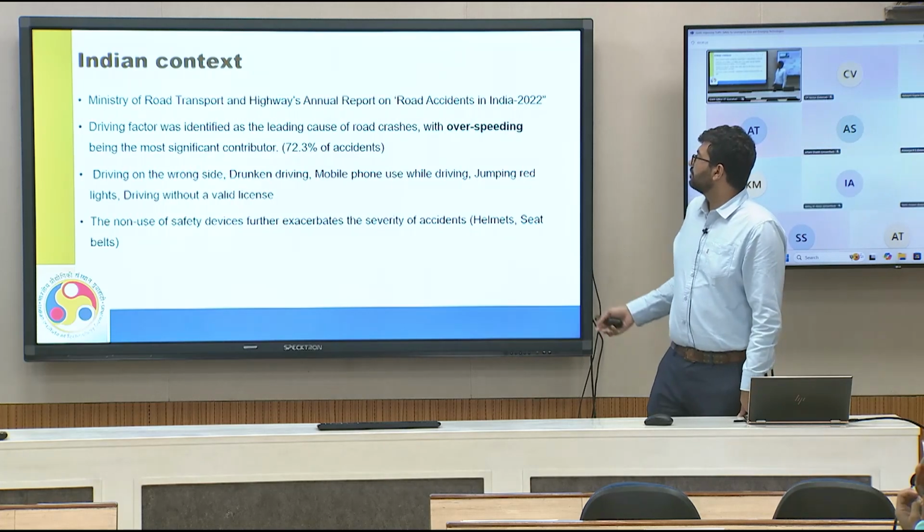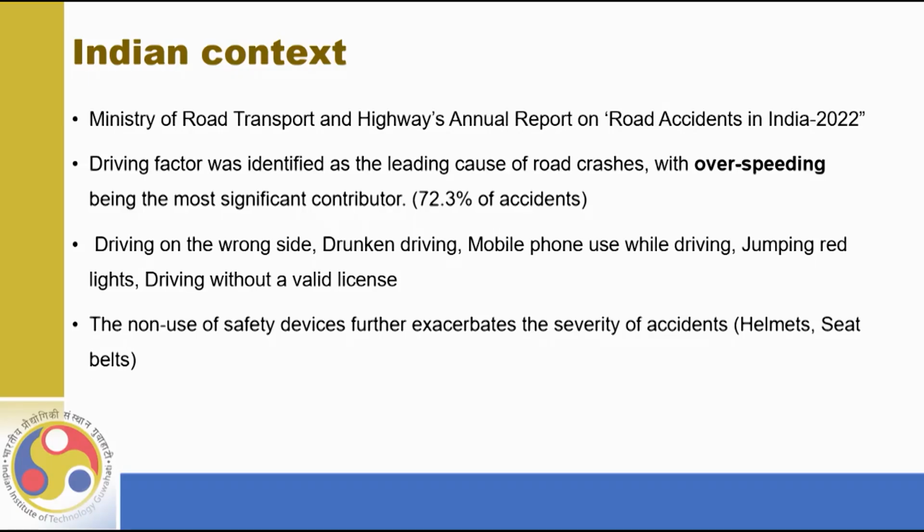Now, if we look at the accident reports that MORT publishes and see what behaviors exist in our case, we can see that in India overspeeding is the primary contributor. You can see around 70% of the cases, after the crash when the report is written, overspeeding is found to be a primary factor. And it is followed by the other one, driving on the wrong side, okay? Driving on the wrong side.